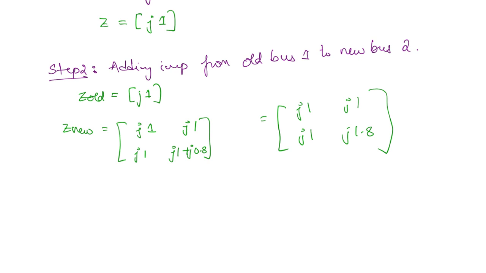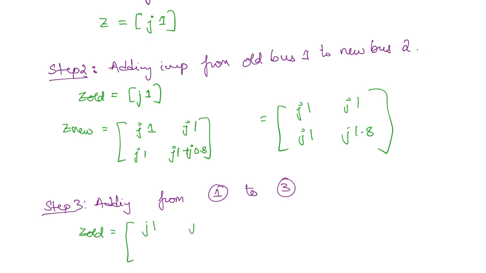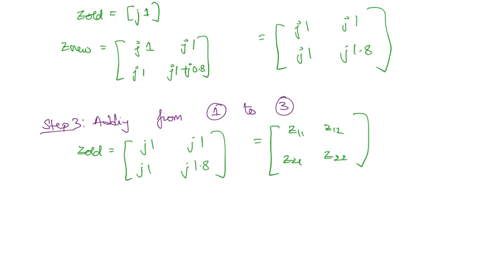Similarly, we are going to complete first all of the impedances from bus 1, right. So step 3, adding from bus 1 to bus 3. Here this bus 1 is the old one now and bus 3 is the new one, right. So Z old will be whatever we found in the previous step, which is j1, j1, j1 and j1.8, okay. So here we can take Z11, Z12, Z21, Z22 just for the sake of naming it, right, so that it will be easy for you to understand.